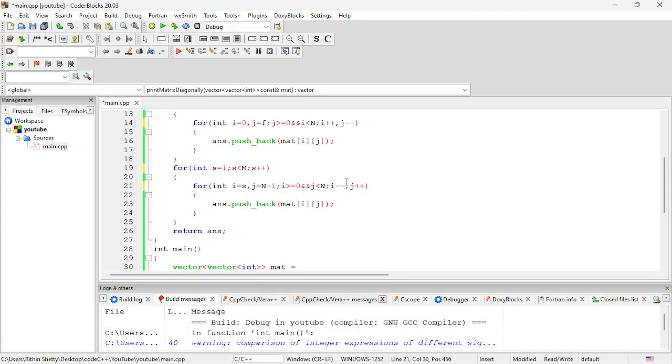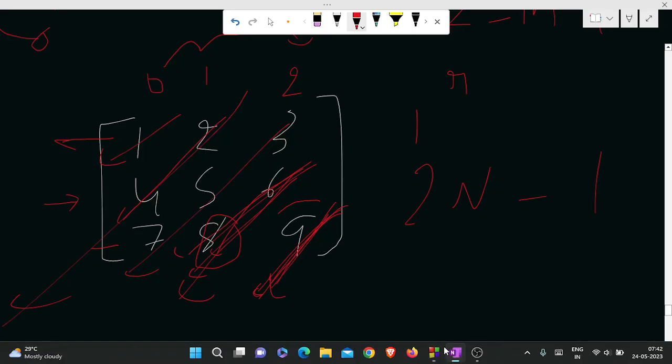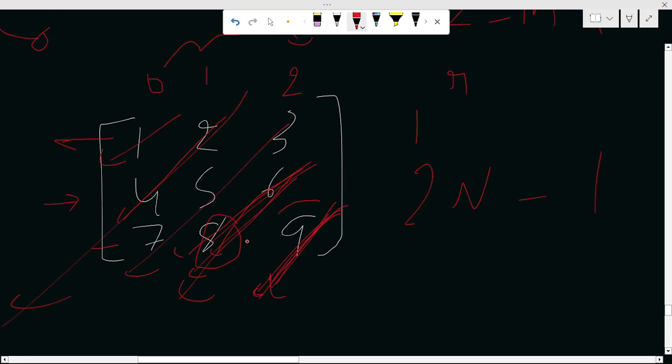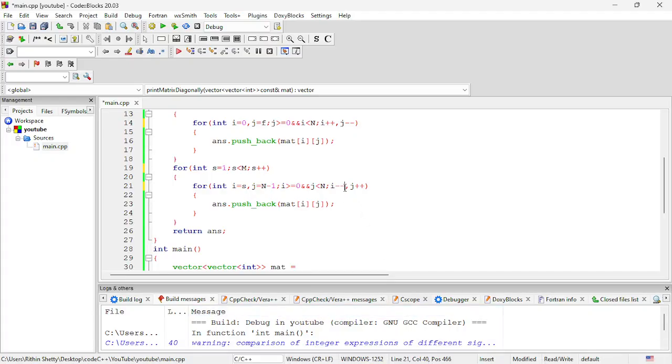So before that, let's see the updation. You are decrementing the column, right? When you are going from here to here, you are decrementing the column. You are incrementing the row. That means i should be plus plus. Then j should be minus minus. So now again the same condition. i should be less than n. Then j should be greater than or equal to 0 because j is decremented.